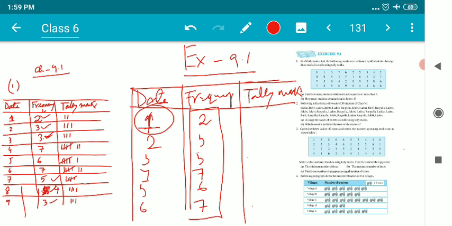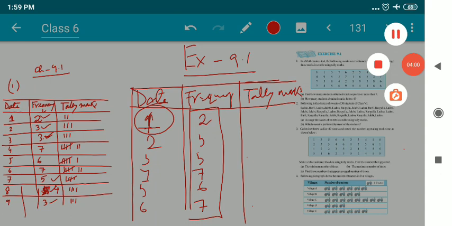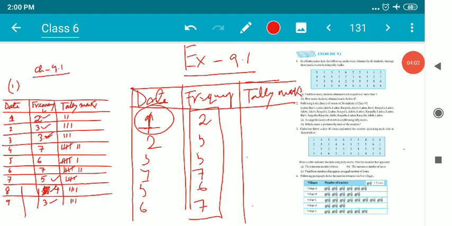Now about the tally marks. What is the meaning of the word tally marks? Tally marks mean just a representation of the data frequency in the form of a table. So naturally, these numbers are to be represented in the form of lines. Let us understand how we can represent these lines.